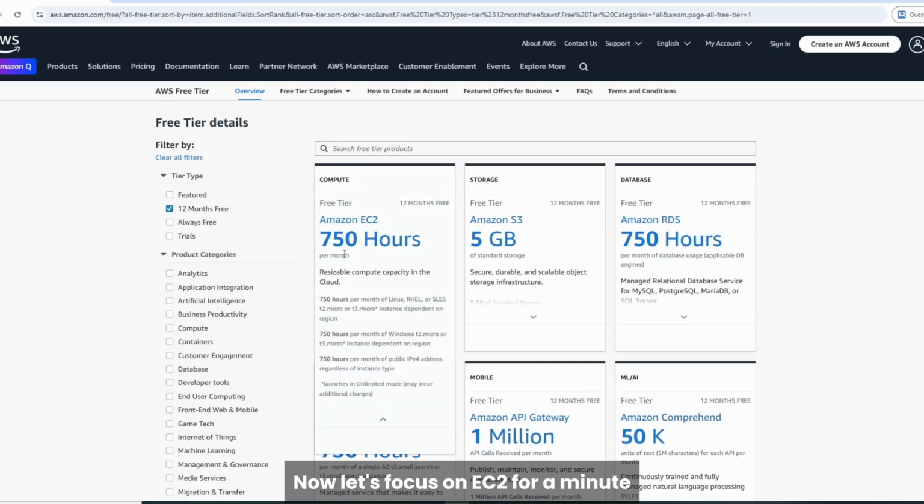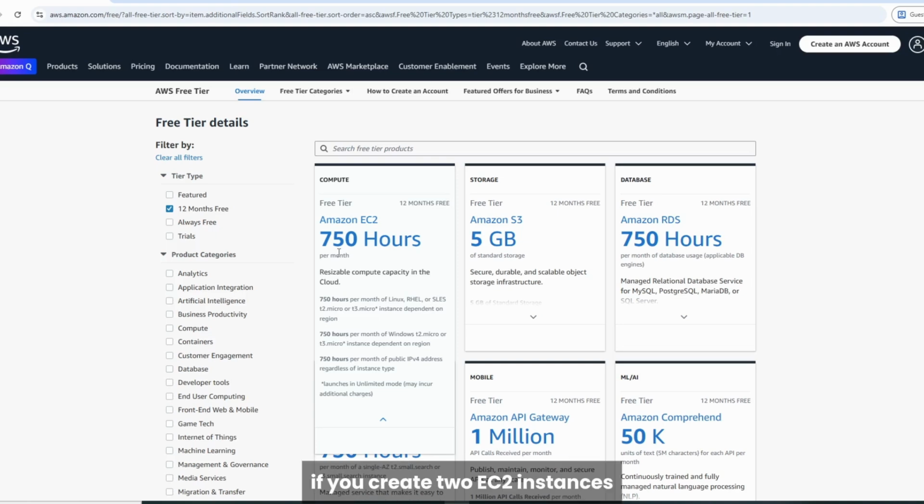Now let's focus on EC2 for a minute because that is one of the common services that you would use. Amazon provides us with 750 hours per month, and there are some specific instances that are free tier eligible, like T2 Micro or T3 Micro in some regions. For all our demonstrations, we will stick to T2 Micro. And these instances will have to be running Linux, Red Hat, or SUSE Linux. Now, if you create a single EC2 instance and leave it on for the entire month, the number of hours in a month is less than 750 hours. So if it is a free tier eligible instance, you'd be within the free tier limit.